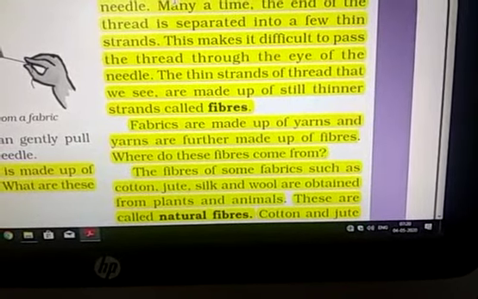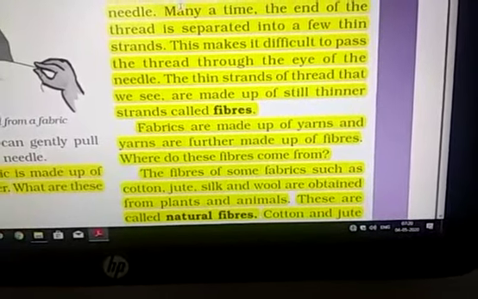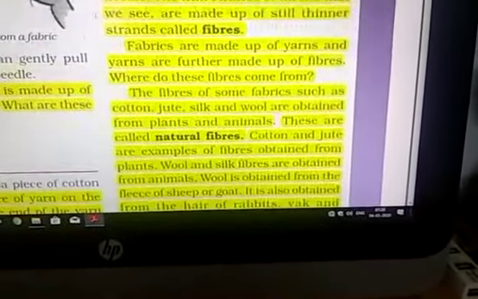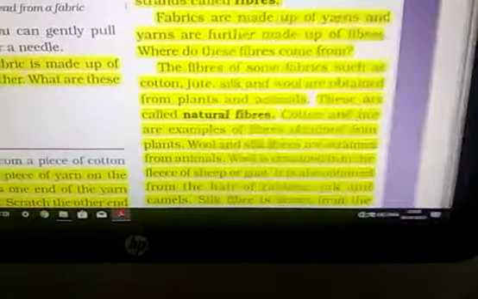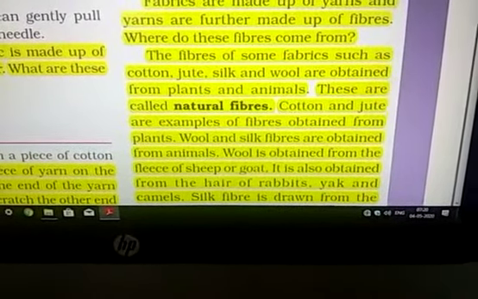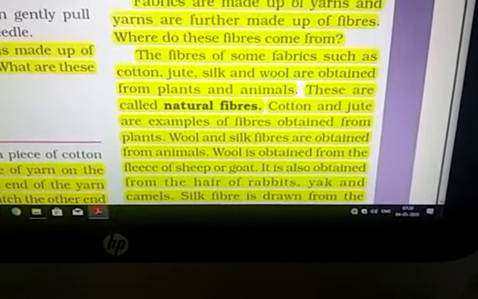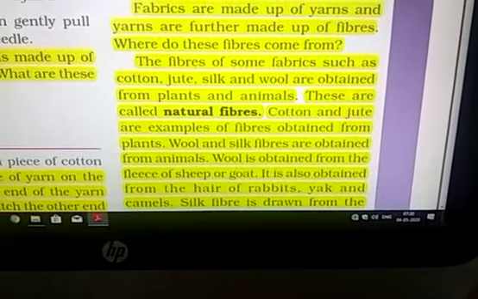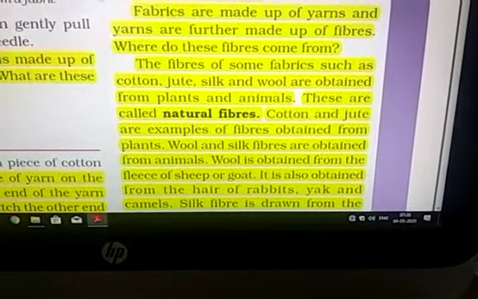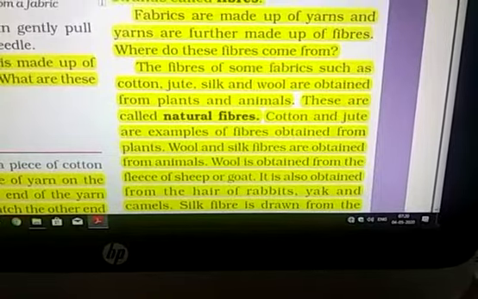Where do these fibers come from? Now we try to study where these fibers come from. The fibers of some fabrics such as cotton, jute, etc. we take from plants, and silk and wool we get from animals. So naturally we have two sources for our fibers, that is plants and animals. That's why the fibers obtained from plants and animals are collectively known as natural fibers.